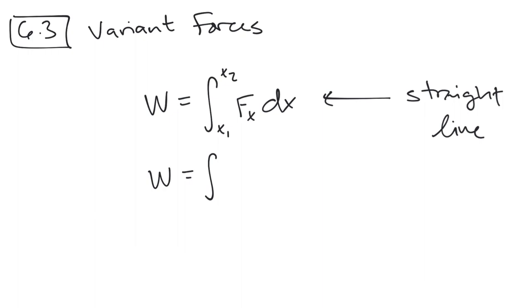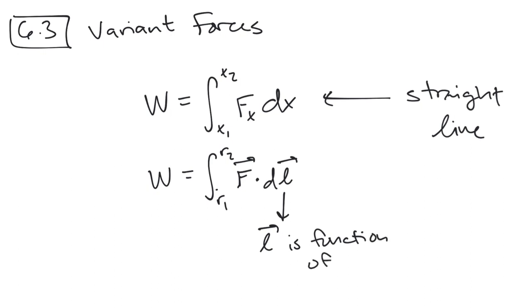It's the same form, but we would have R1 and R2. Those are position 1 and position 2. They can have any number of dimensions, any number of coordinates, though we'll stick to the typical 3. And that's the integral of the force dotted with dl, okay? And this is where L is a function of path. I'll explain what I mean by that later.